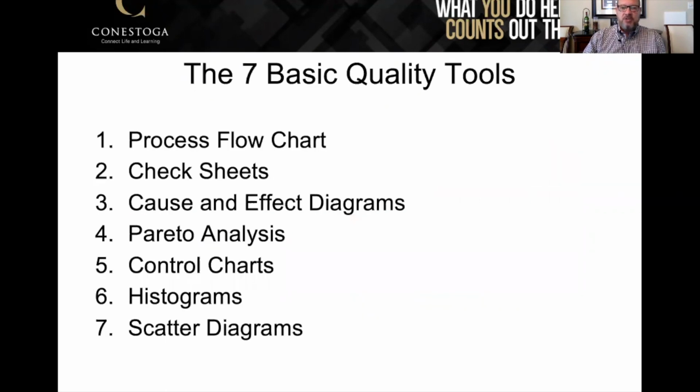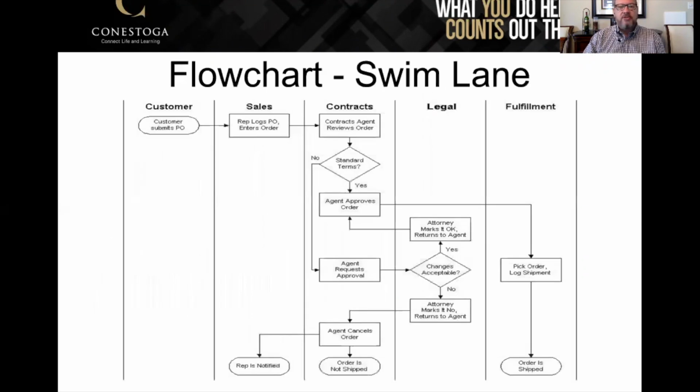So here's a quick look at the 7 basic quality tools: process flow, check sheets, cause and effect, or Ishikawa, Pareto, control chart, histograms, and scatter. And we'll quickly go through each one of them.